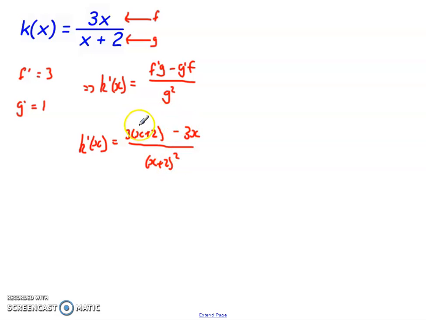So now we can simplify the top and the bottom if we can, but in this case, just leave it in the brackets and then see what we get. Multiply out this bracket, we get 3x plus 6 minus 3x. The two 3x's cancel, so our final answer for this one, we get 6 over x plus 2 all squared. So there you go, that's the derivative of that function.